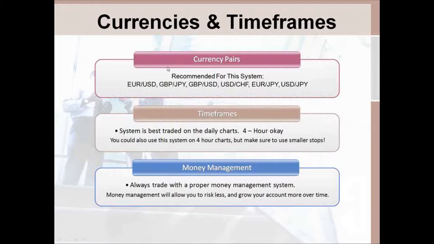So let's just start with currencies and time frames. The currency pairs that will work well with this system include the Euro US dollar, the British pound Japanese yen, the British pound US dollar, the US dollar Swiss franc, the Euro Japanese yen, and the US dollar Japanese yen. Any of those currency pairs will work well with this system. Since it's a trend system, it can easily be extended to other currency pairs, but when you're just starting out, use one of these to get started. It will help you learn it faster, and these currency pairs tend to trend for longer periods of time.